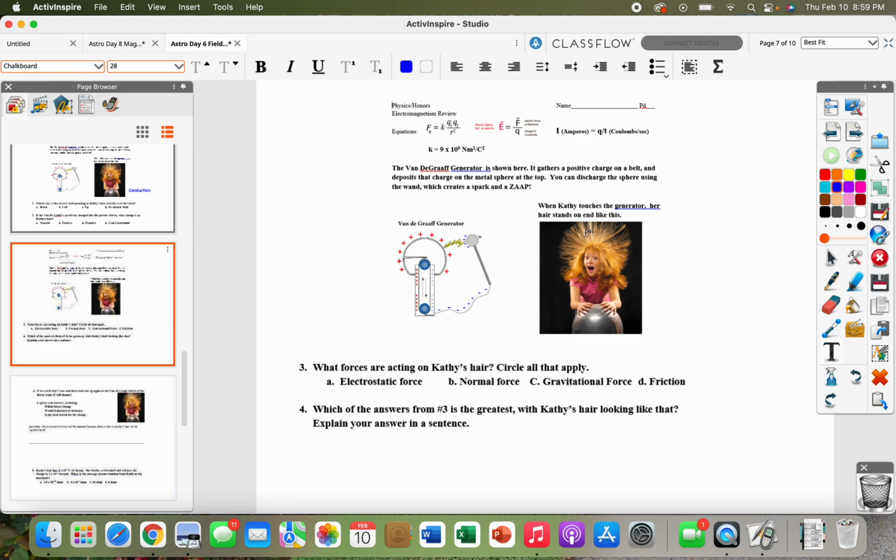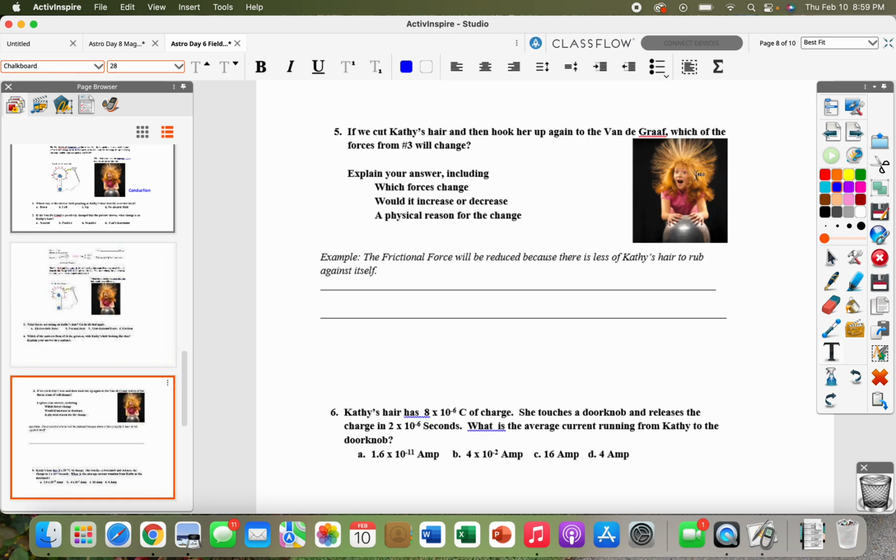The other thing you should realize is the hair gets half as long, and that's certainly going to show up as the distance in the denominator of our force equations, okay? And so you should have an idea of how that would affect the gravitational force or the electrostatic force acting on your hair. So for each force you identify, simply tell how shortening the hair would change the force on her hair, okay?